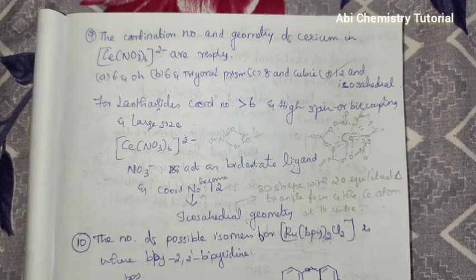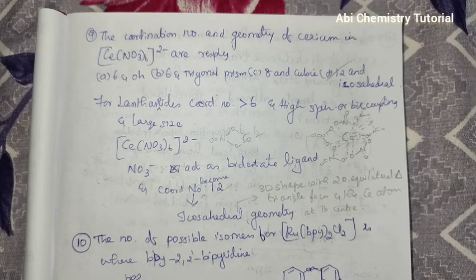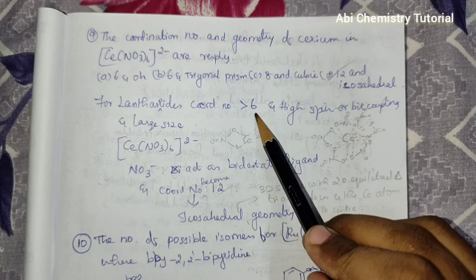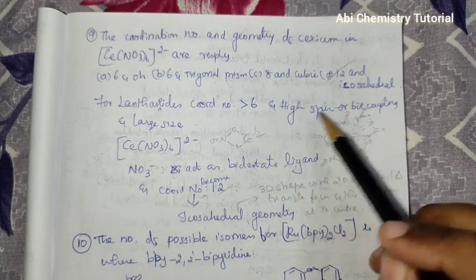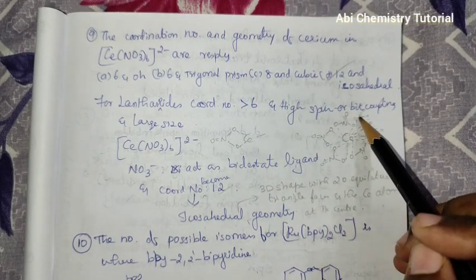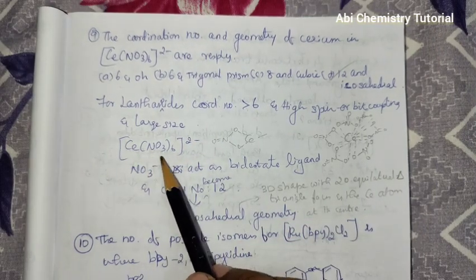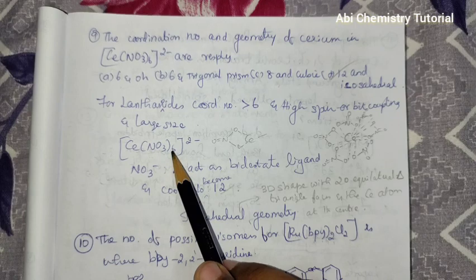Ninth question, the coordination number and geometry of cerium in Ce(NO3)6 are respectively. So 4 options are given. For lanthanides, usually the coordination number is more than 6, and high spin orbit coupling is present, and they are larger in size. So here in this compound, the cerium is bonded to 6 NO3 groups.